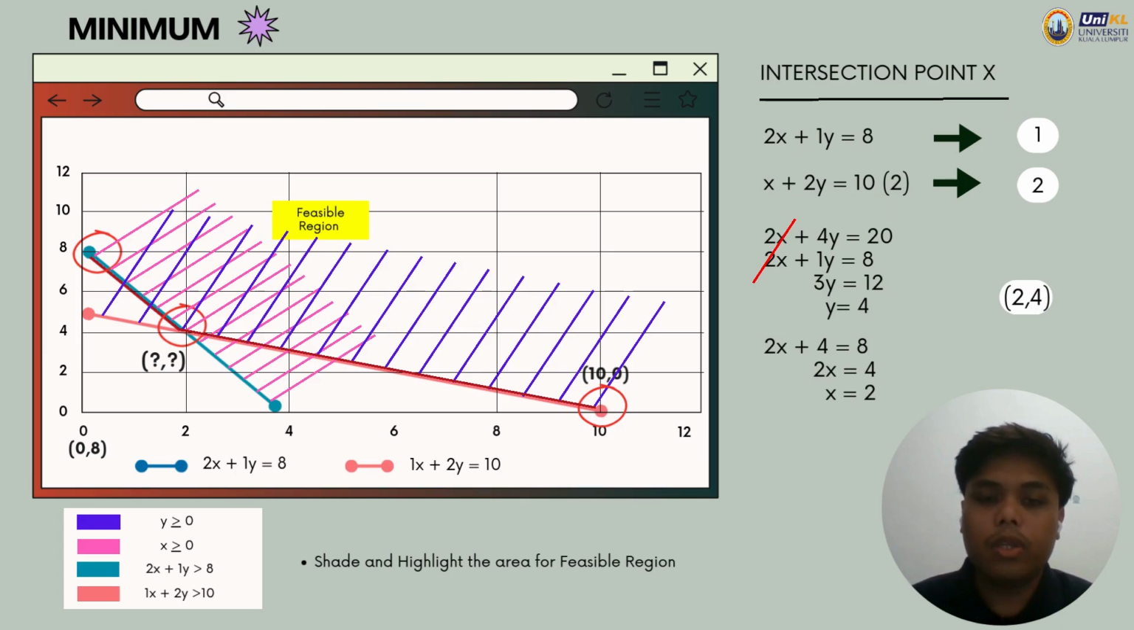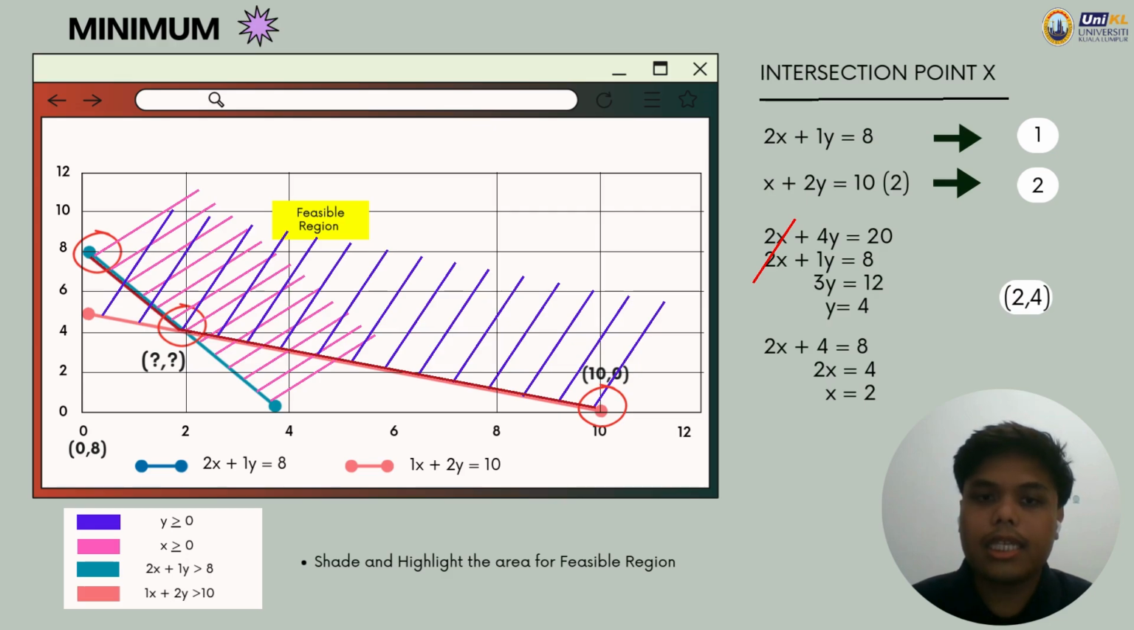So now we know the two lines cross at point x equal 2, y equal 4. Now you can see this point is already marked on the graph with a red circle. This point is important because it's part of our feasible region.